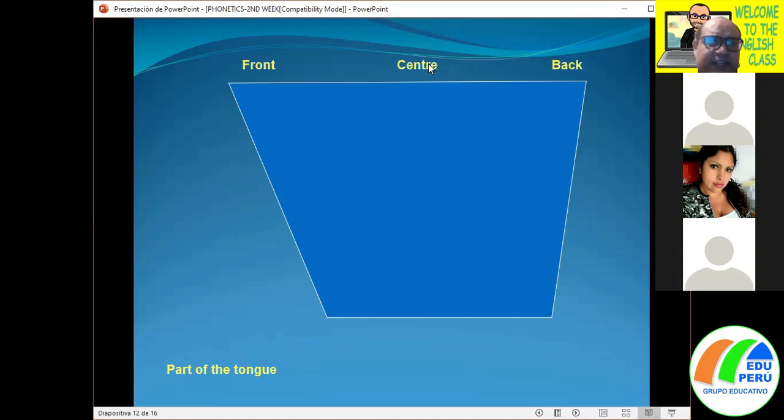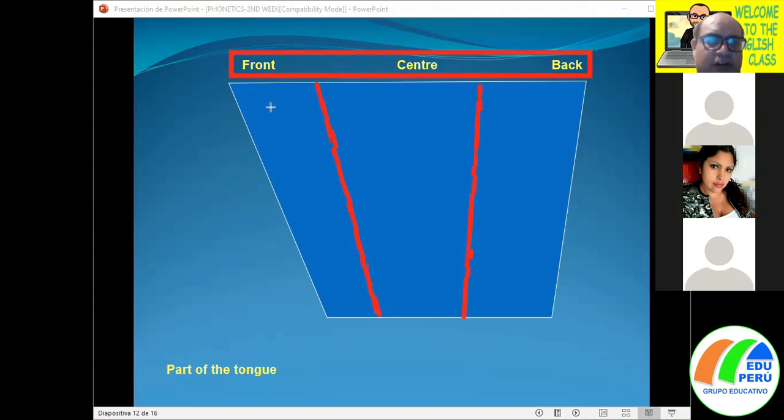For example, the first characteristic was part of the tongue. In part of the tongue, we have front, center, back. So it has three characteristics. Front, center, back. So it means that we're going to divide the vowels like this, here and here. Okay? Front, center, back. So this is the part of the tongue.